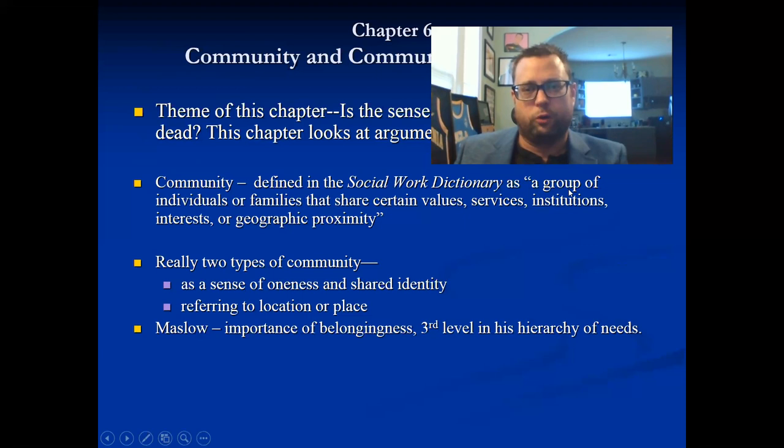So communities are groups that share values and/or services and/or institutions. That could be people who go to the VA, or people that go to a certain community center, or basketball players or whatever. Or they share certain interests, artists, or geography. I live in the near north side, so that's my community. Houston's a community, and even your neighborhood's a community. But really, the two big types are shared identity and location, the geography.